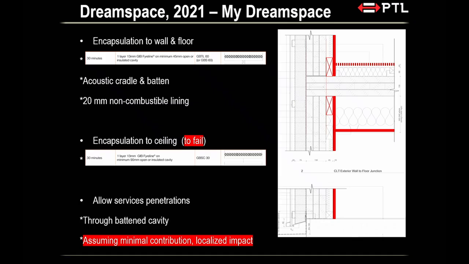All right. Anyway, look. Let's have a look at the detail. So what we have for this project is encapsulation to the wall and floor system. So the floor, again, is the acoustic cradle and batten. 20 mil non-combustible lining going across. So that's the dash line that you're seeing. We have a 30 mil fire line batten-fixed onto the CLT wall. All right. We make the assumption that the ceiling will fail, although we actually encapsulate the ceiling. So all these red lines, other than the top side of the floor, you're seeing 13 mil fire line, right?